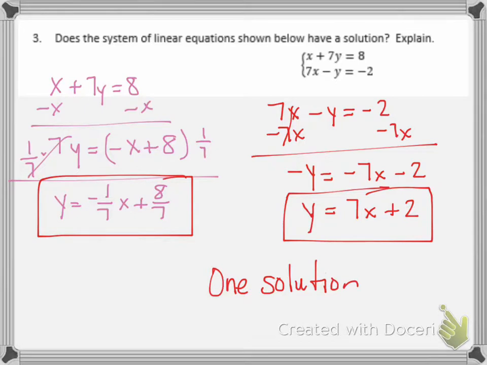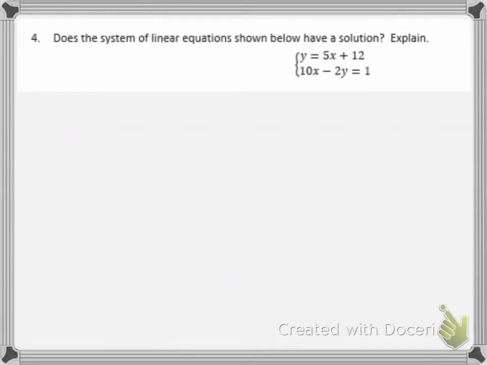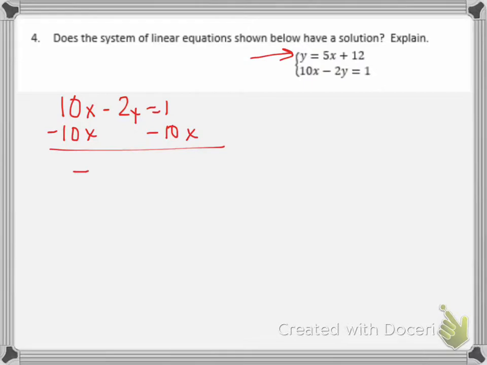Okay, number 4. I like that. I've got slope-intercept form on the first one. I just have to change the second. 10x minus 2y equals 1. Subtract 10x from both sides. That gives us negative 2y equals negative 10x plus 1.